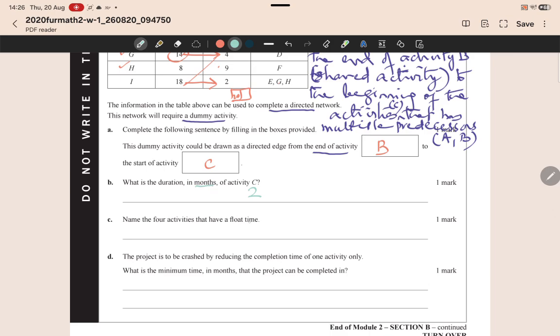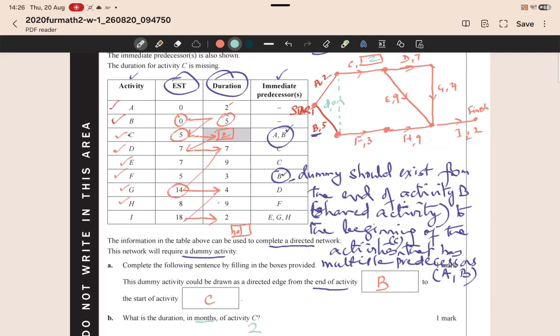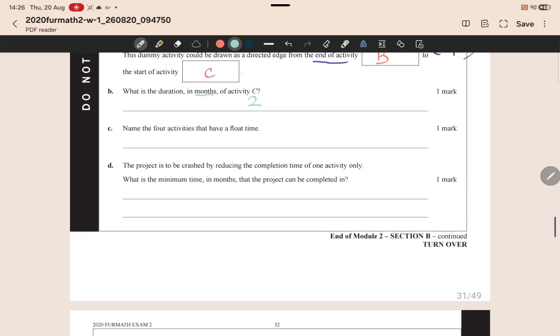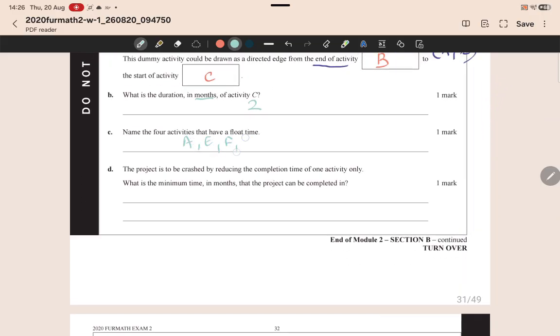Name the 4 activities that have a float time. What I have drawn over here in terms of arrows on the table is actually the critical path. So if you ask me what the critical path is, it will be B leading to C, leading to D, leading to G, and leading to I. So the activities not on the critical path will have float times, and those are A, E, F, H. So the answer here is A, E, F, H.